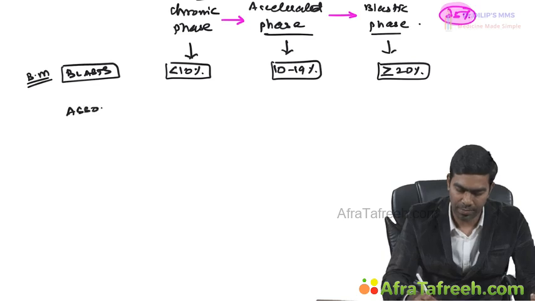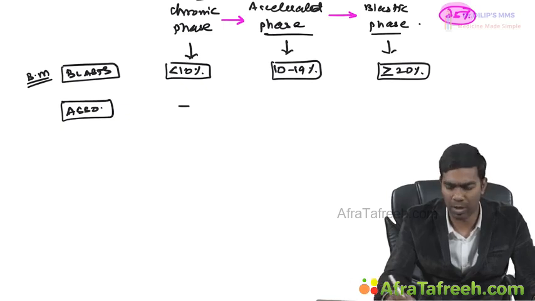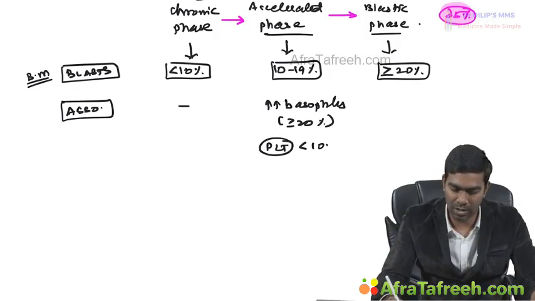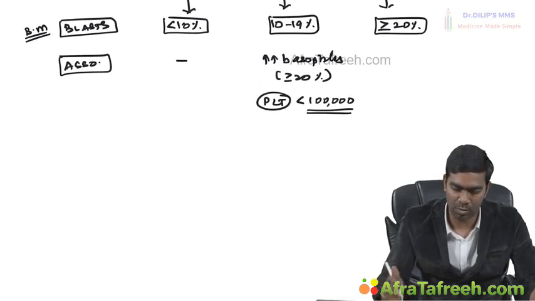Along with that, you will have a lot of associated findings. Typically, in the accelerated phase, your basophils will start increasing in the peripheral smear, typically by more than 20%, and platelets will start dropping. Remember, in CML chronic phase, the platelets tend to be high, which I will tell you separately. Thrombocytosis is actually quite common. But in accelerated phase, the platelets will start reducing to less than 1 lakh, that is 100,000. The thrombocytopenia starts.